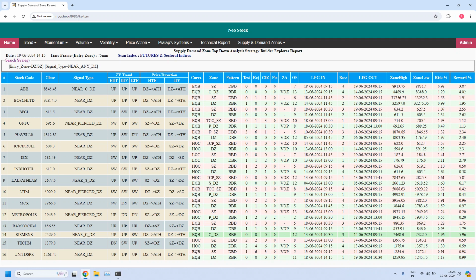Let us identify high liquidity zones from this list. ABB is a high liquidity demand zone. Next one is Lalpat Lab, a high liquidity demand zone. Siemens is a high liquidity demand zone, all-time high zone. So out of these 16, we identified 3 high liquidity 75 minutes demand zones from this list.